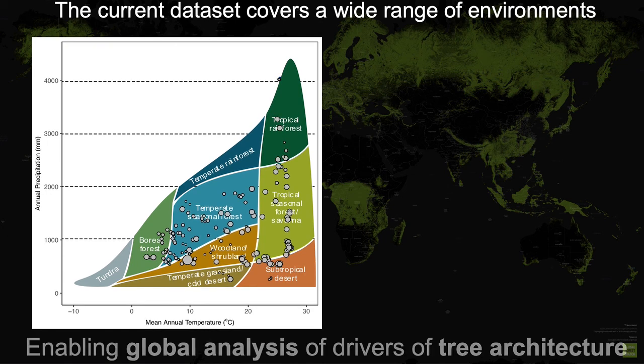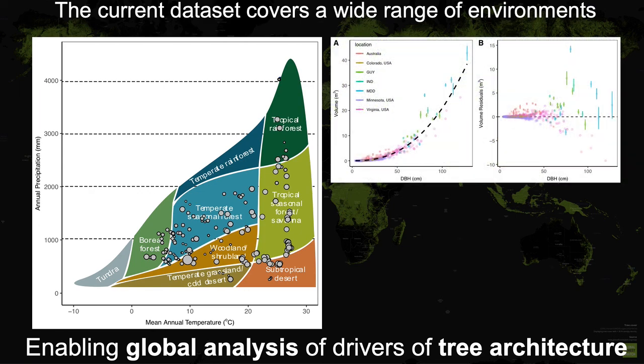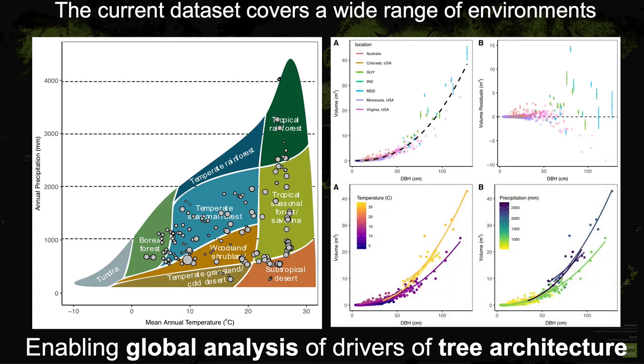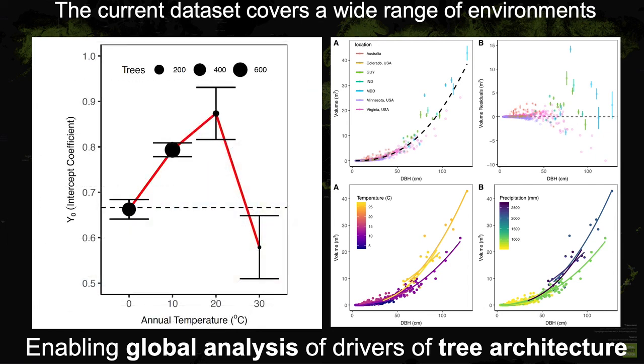Now, I had mentioned before that this data set covers a wide range of different types of environments. What we can do with that is start to do these global analyses of the drivers of tree architecture. To do that, we can derive a generalized global allometric model in which we can look at the residual variation and attempt to explain that with some environmental variable. If we look at temperature, for instance, we can see in this case an increasing temperature leads to larger trees for a given diameter size, but only until a certain point.